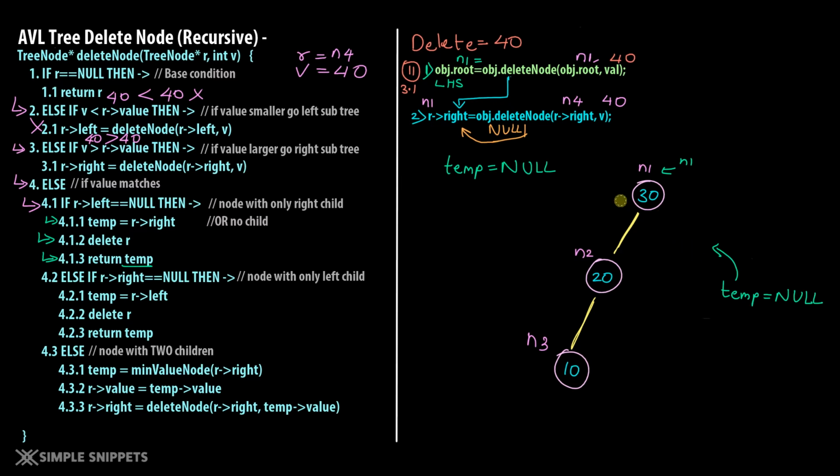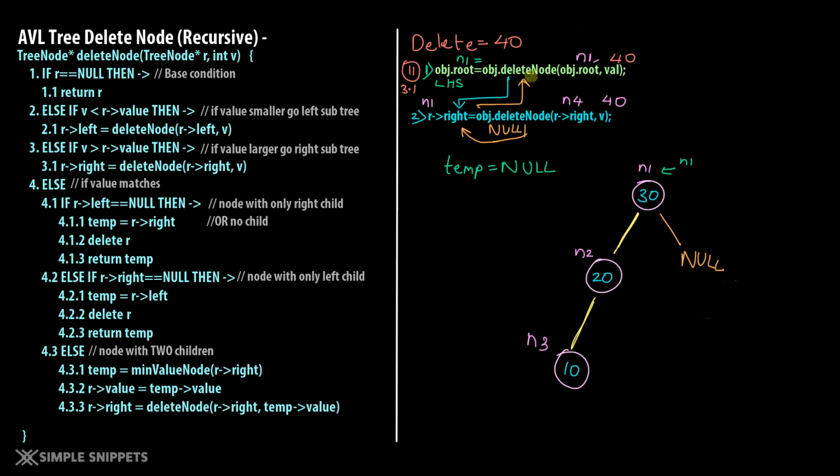So this link will be broken, and programmatically it will have null, which will be stored as the right value or right child of n1. Correct? So when you come back from this delete node, basically what you're doing is you're coming back to the calling function over here, and now the first function, that is this delete node, will resume its operation from 3.1. Correct? So when the first delete node operation resumes from 3.1, let's erase this pause sign.